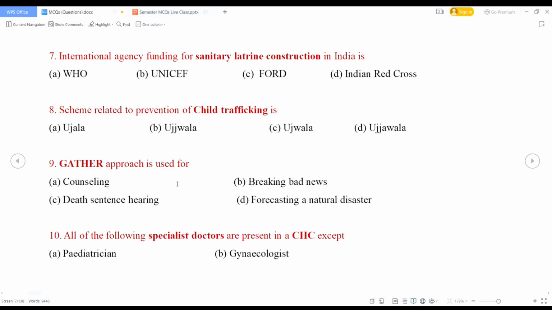Read the next question. International agency funding for sanitary latrine construction in India is. It is a straightforward question. The right answer is option number C, that is Ford Foundation. The Ford Foundation is an American private foundation with the stated goal of advancing human welfare. It was established in the year of 1936 by Edsel Ford and his father Henry Ford.